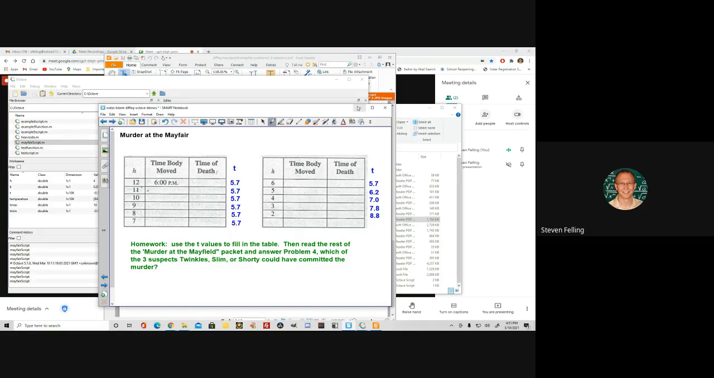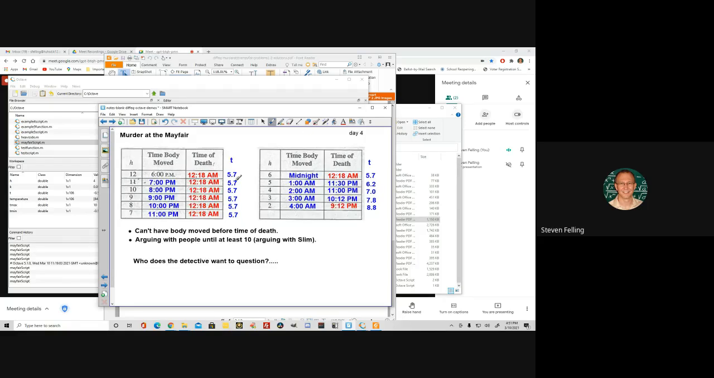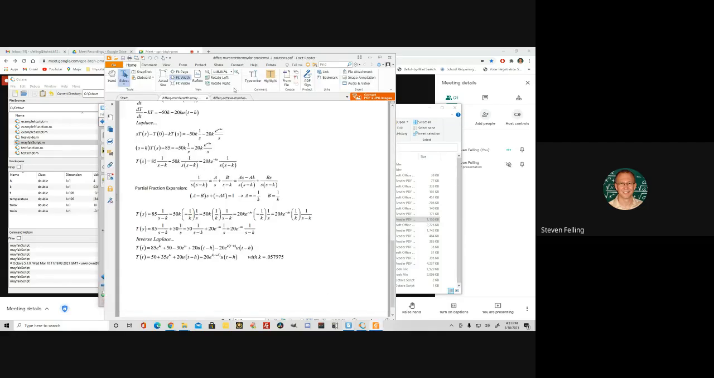So assuming that you've tried it, here's what I got when I solved it. If you plug in 5.7, that means 5.7 hours before 6 a.m., so all these numbers here are 12:18 a.m. 6.2 would be 11:30. 7 would be 11. 7.8 would be 12:10, and 8.8 would be 9:12. And then there's a bunch of commentary in here about these different suspects.